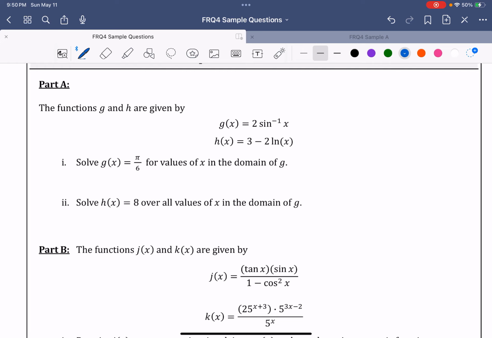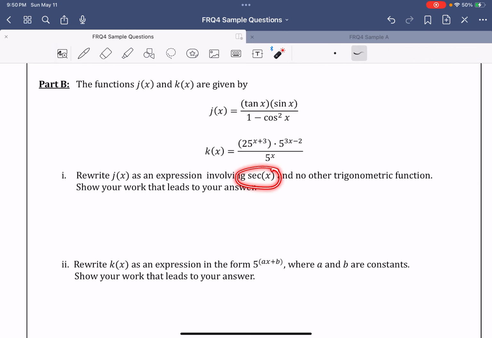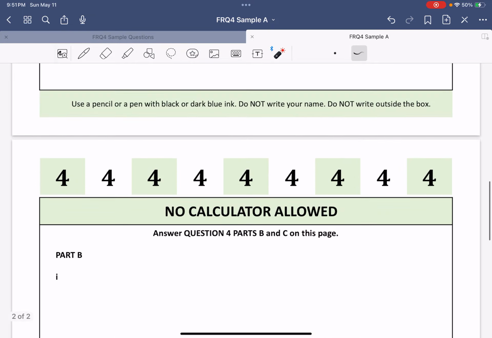Okay, next part. Part B, functions j and k are given by, so there's our functions. Rewrite j of x as an expression involving secant and no other trigonometric function. So this is the one where you need to know your identities. And then it says, show your work that leads to the answer. So they expect to see your steps of how you get there. So I'm going to rewrite this on my answer document, and then we'll keep going from there. So tan x sine x over 1 minus cosine.